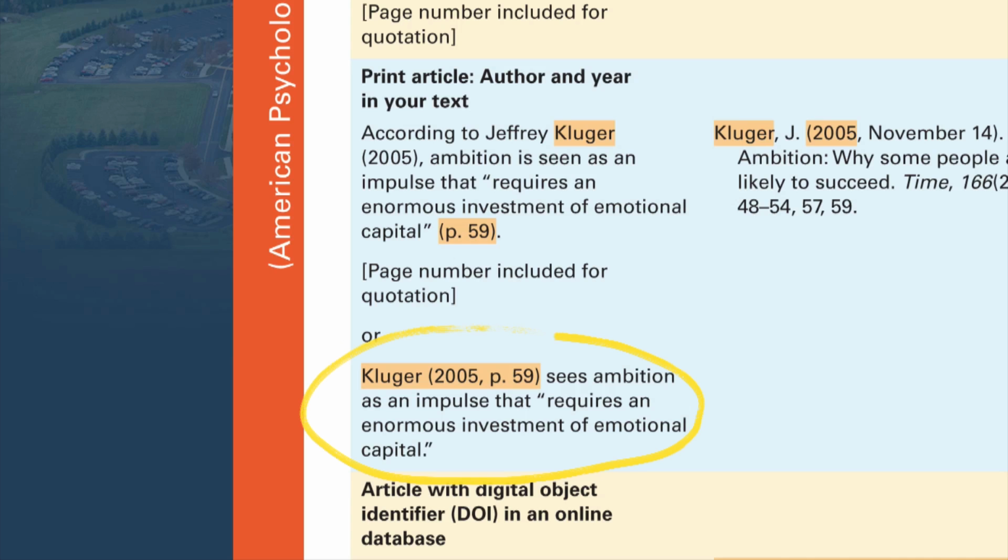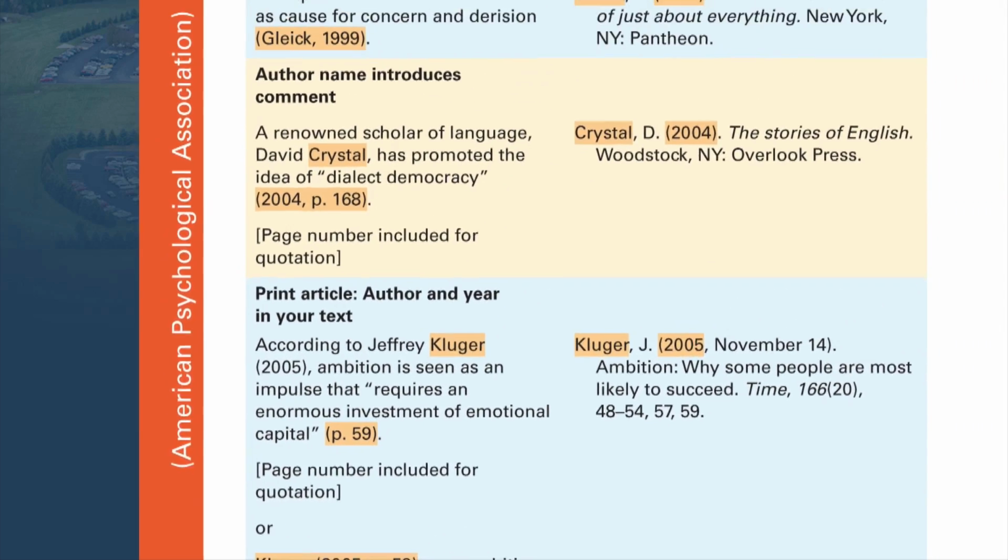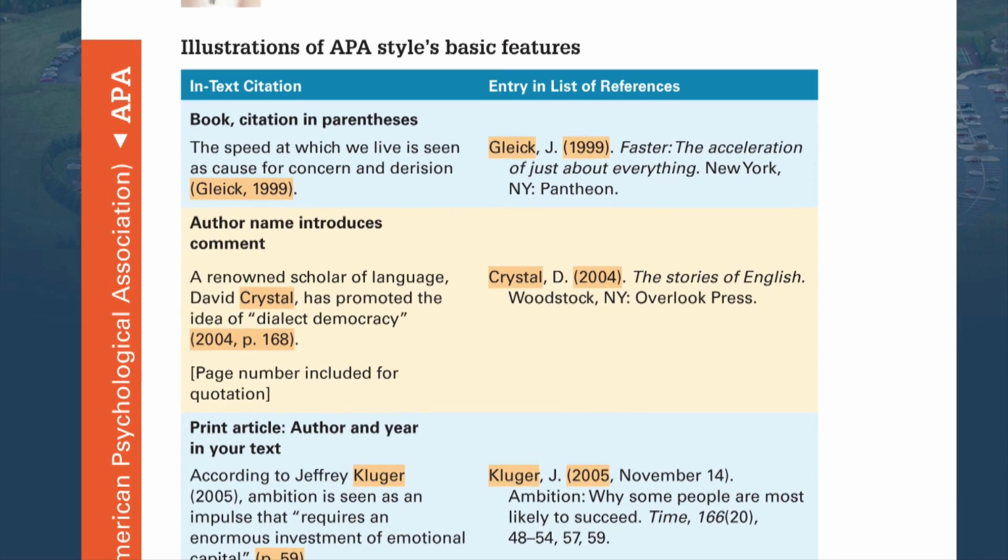The second example in that blue print article, author and year in your text, they actually did another way, where they put the author's name and then in parentheses following it, the date and the page number. So once you get to the end of the quote, there's no reason to put any parentheses at the end. All of these ways are correct. All of them are available to you depending on your style.